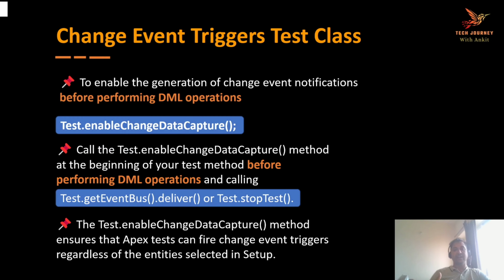Now we have written the trigger. As we all know, whenever we have to move the trigger into production, we have to write test classes for it. Now what different things should you take care of whenever you are writing the test class for the trigger? The first thing that you have to do, even before performing the DML operation, is the key step here: you have to do this before performing any DML operation in your test class. What you have to do is invoke the method Test.enableChangeDataCapture. This method will enable the generation of change event notification.